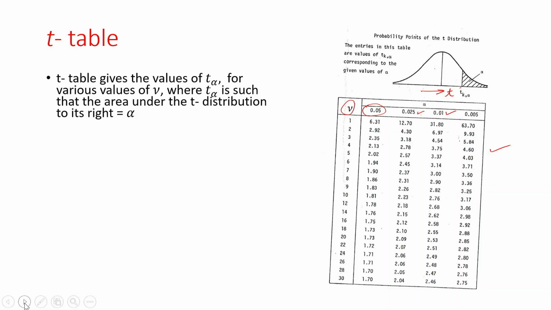So the way you use the table is exactly similar to the way we used the Z table earlier. There is no difference. The T table gives the values of T alpha for various values of nu, where nu is the degree of freedom, and T alpha is such that the area under the T distribution to its right is alpha. So this is where alpha is shown.